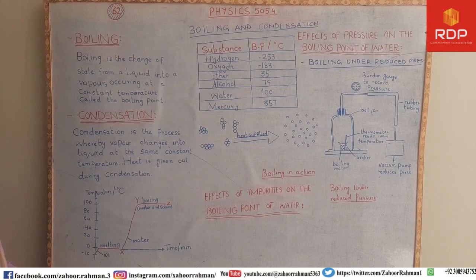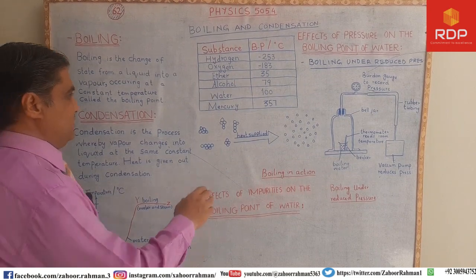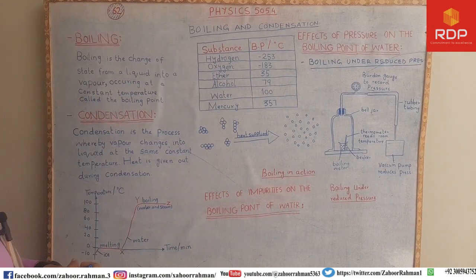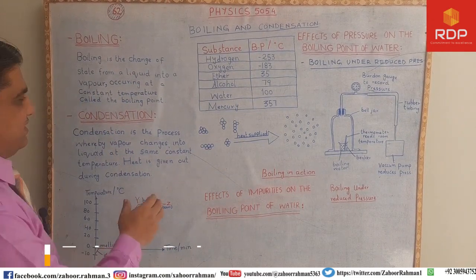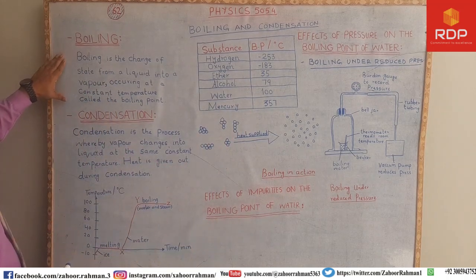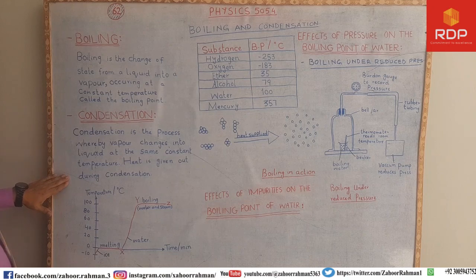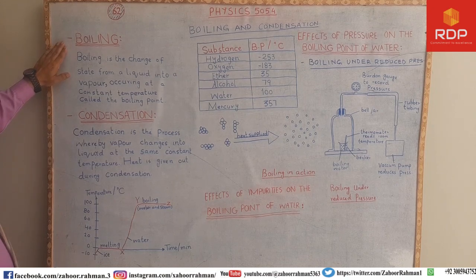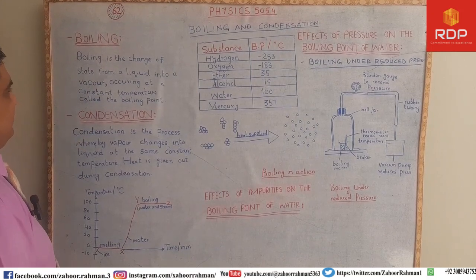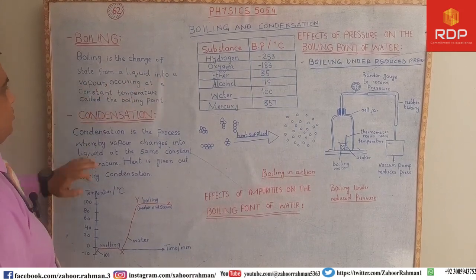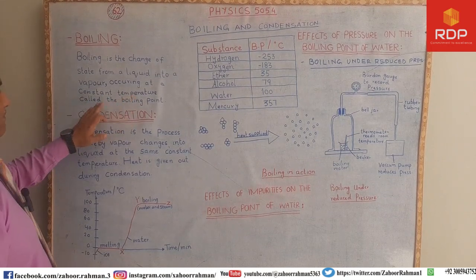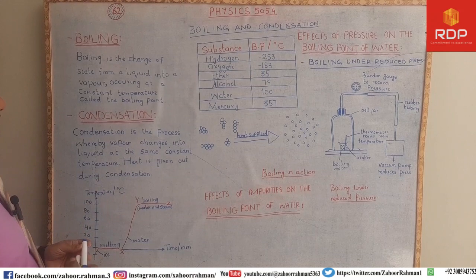So for your information, many different substances have many different boiling points, which is quite clear from this table. First of all, let me define properly the boiling and condensation. What is boiling? Boiling is the change of state from a liquid into a vapor occurring at a constant temperature called the boiling point.